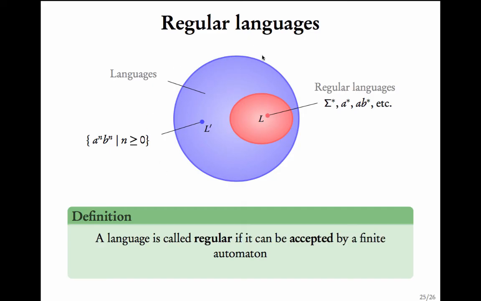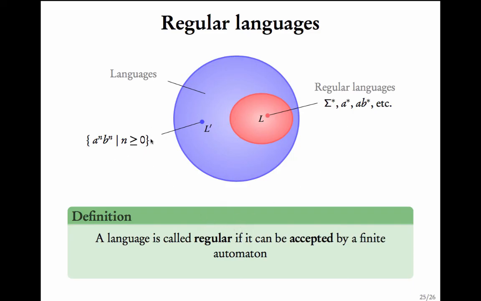Look at this thing. Suppose this is the set of all languages. The blue bubble is the set of all languages. Let this red bubble be languages like this. A language is said to be regular if it can be accepted by a finite automaton. This is a definition that we are giving. So languages like sigma star, A star, AB star, which had finite automata, are called regular.